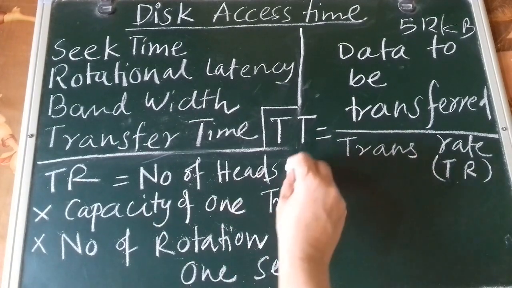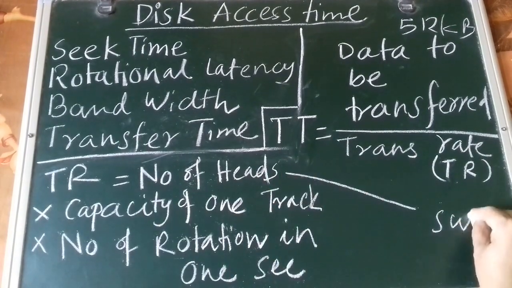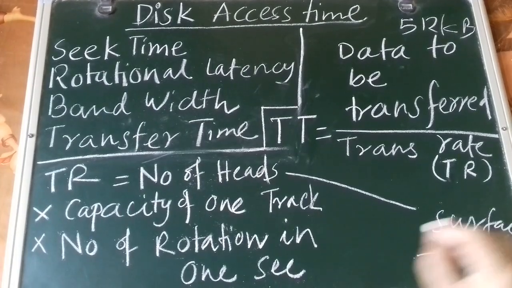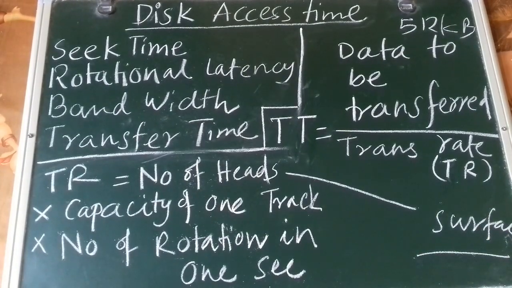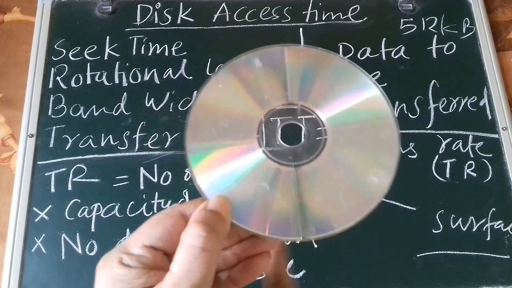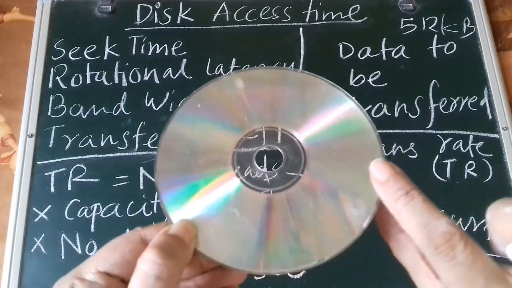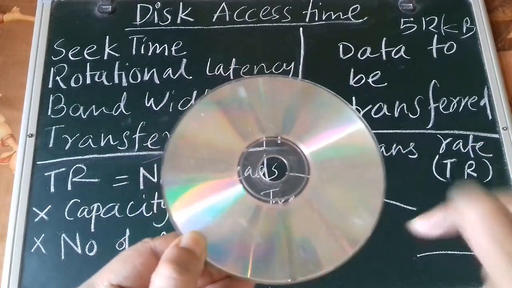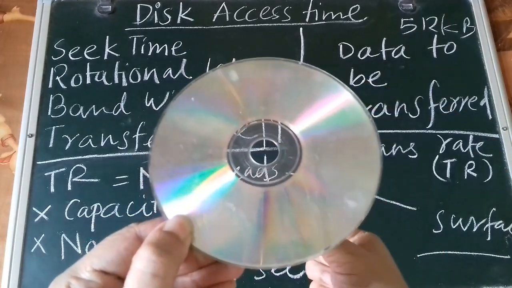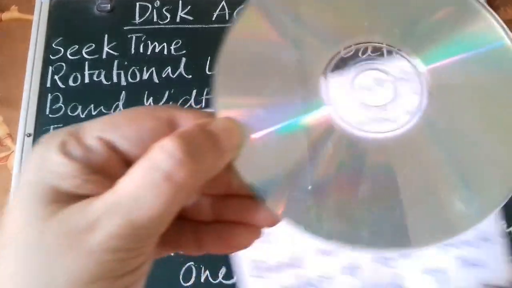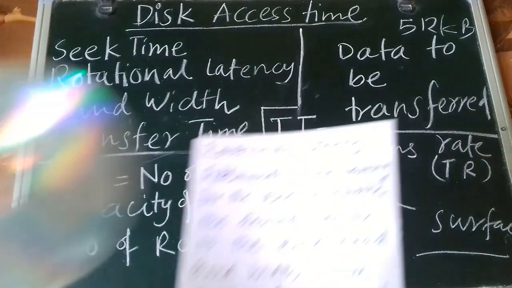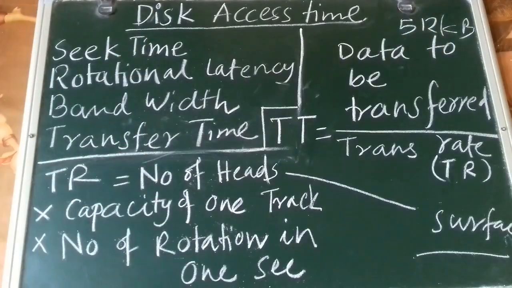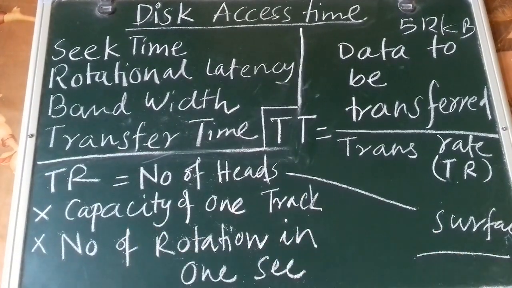Number of heads is nothing but number of surfaces. In the previous video you have already seen what a surface is. If I have two platters, and on both surfaces we can read and write, then this one has two surfaces and this also has two surfaces. So it will be 4. Capacity of one track will be some megabytes or kilobytes, which will already be given to you.